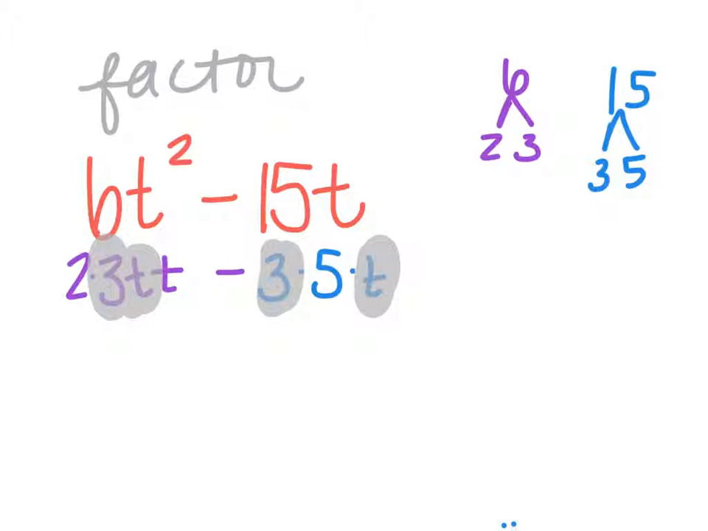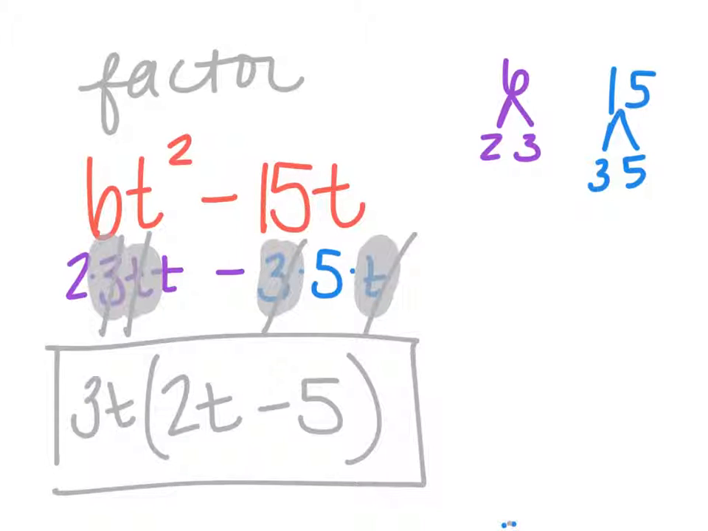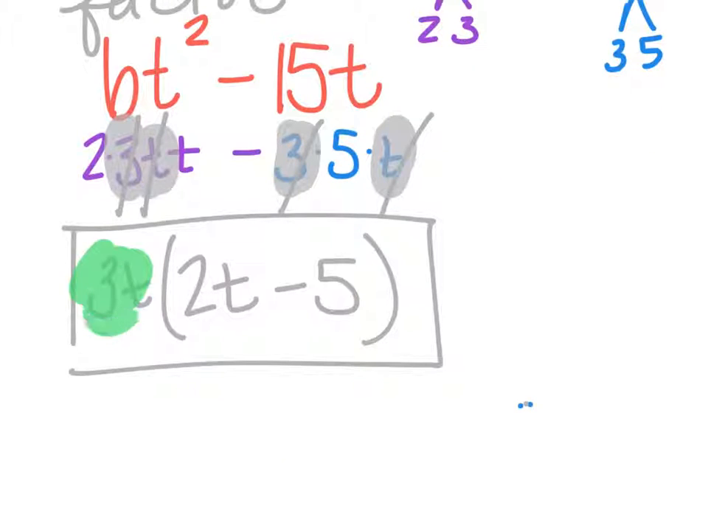So what I'm going to do is take out that 3t. I'm going to mark those out, 3 and t, and they're going to go outside of my parentheses, because whatever goes on the outside is what they have in common. Then left over, I have a 2t and a minus 5. So this would be my factored form. Remember, I'm looking for what they have in common. So this part here in front is whatever they have in common.